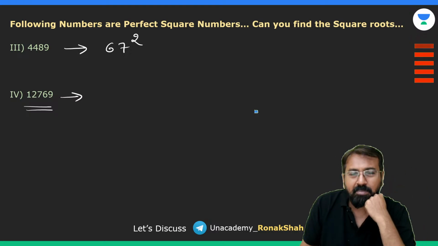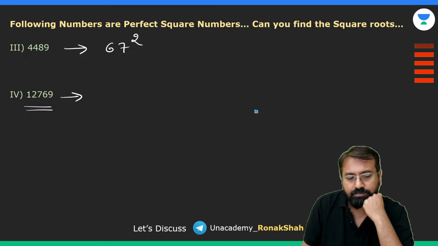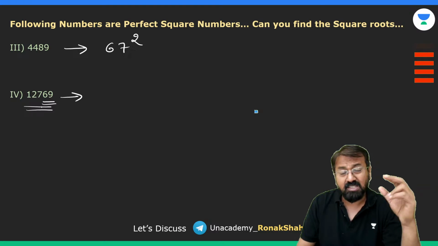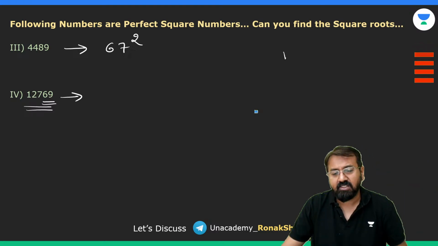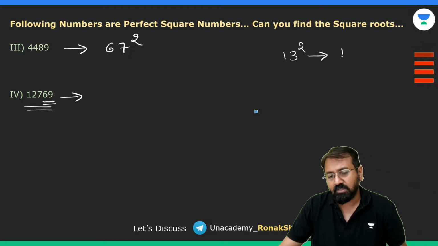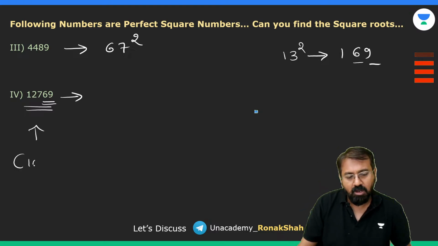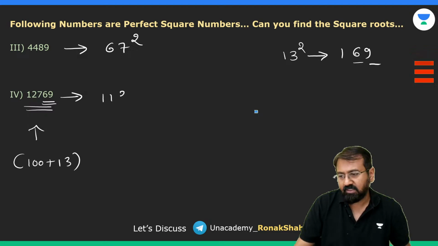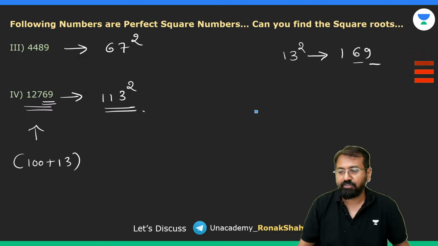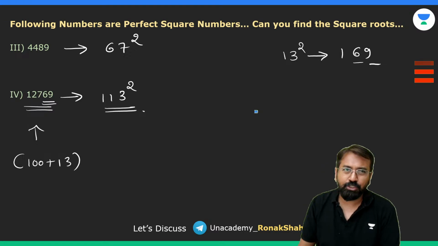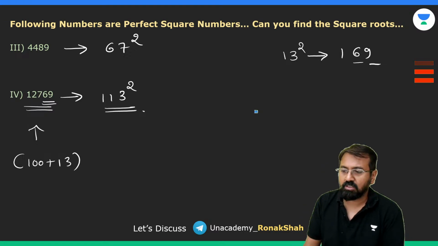12769 here. Which number square will it be? Now see, you will think it this way. 69 comes in which number? Can I say 13 square ends with 69? So this number should be of the form 100 plus 13, right? So it should be 113 square. That's how you can quickly figure it out. Have you all understood this, guys? Come on, confirm once.